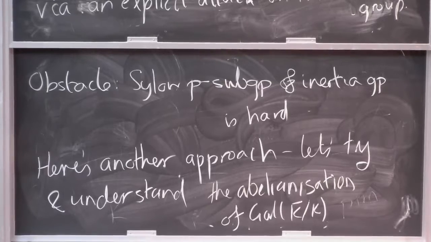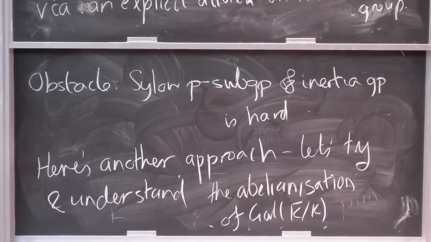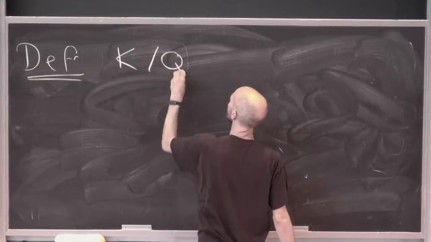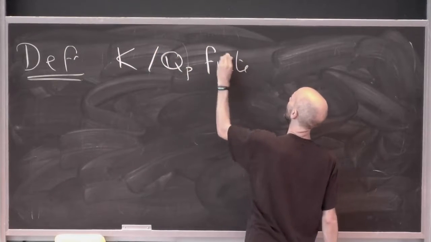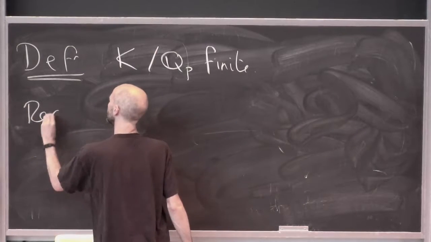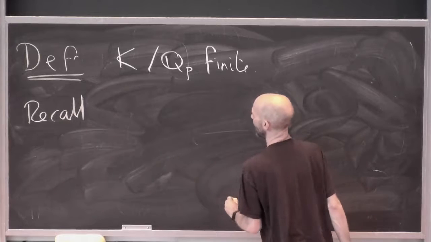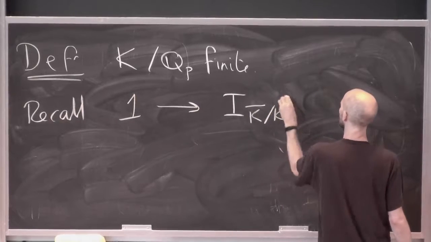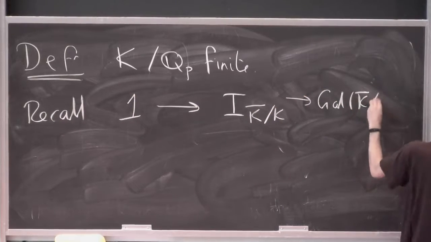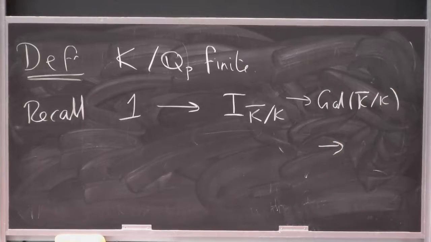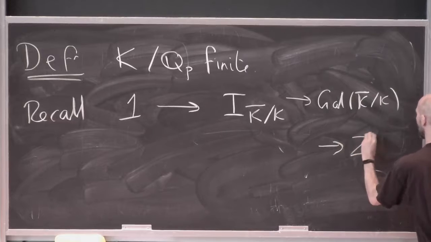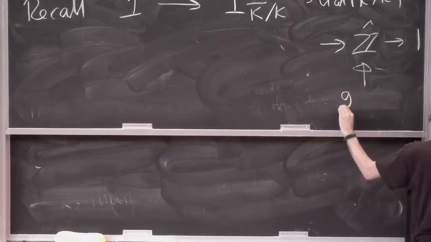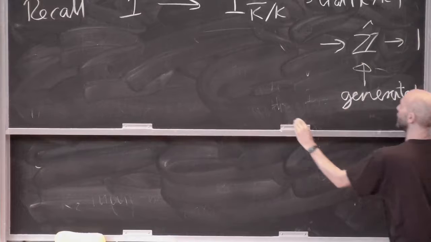So let me give the following definition first. So here's a key definition, the Weil group. So let K over Q_p be finite. So recall that we have some exact sequence. The trivial group goes to the inertia group I of K-bar over K, goes to Gal(K-bar over K), and then this goes to the absolute Galois group of the residue field, which is Z-hat, goes to 1. And this is generated by Frob.